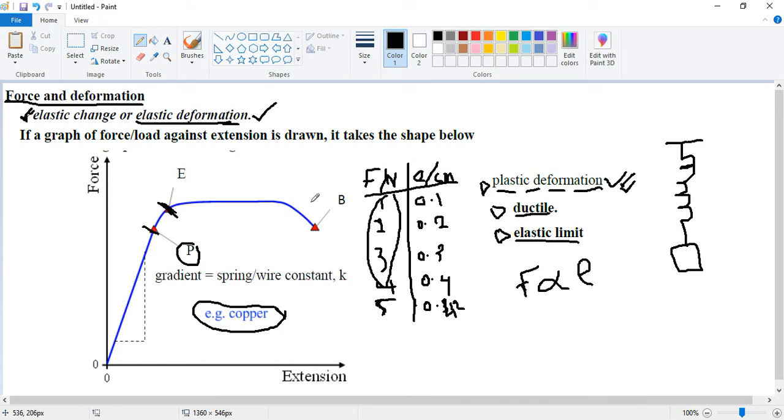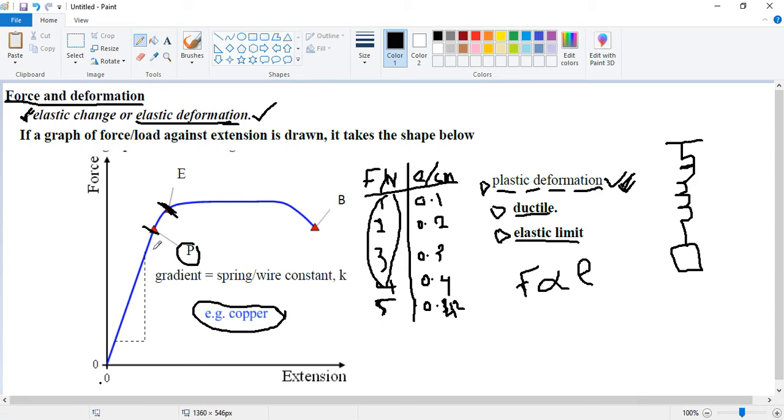So a very small force is giving a very large extension. So here force is not directly proportional to the extension, and if a very small force gives a very large extension, it implies that even if you remove the deforming force, the material does not go back to its original shape or its original length. Therefore, we say that the material has been plastically deformed. Between O and E, the material is elastically deformed, because when the deforming force is removed, the material can go back to its original shape or its original length.